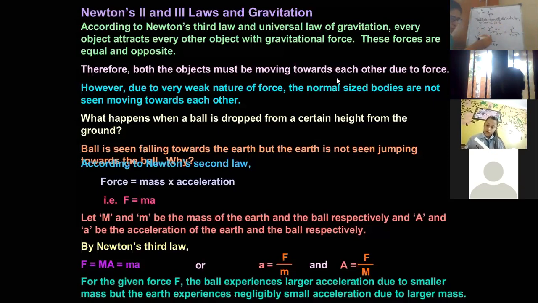But as per Kepler's law, r cube upon t square is a constant. R cube upon t square is a constant. So we will scrap this, and v square is inversely proportional to 1 upon r.